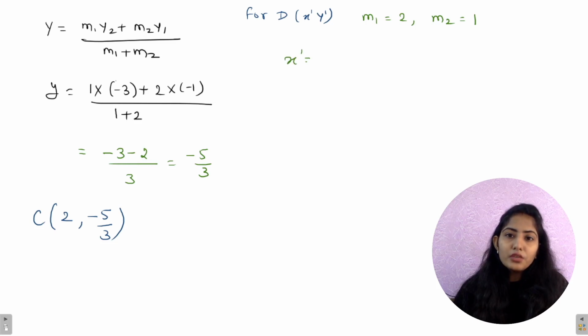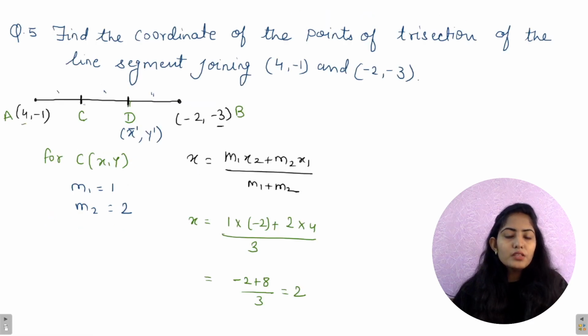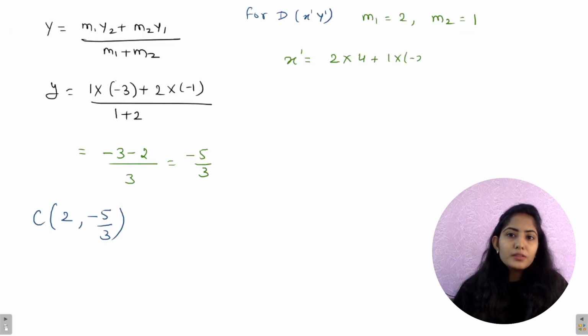So we will put the value 2 into, okay, m1 is 2, so what is the value of x1? X1 is 4 and x2 is minus 2. 4 and minus 2 upon the sum of this. So it will become 8 minus 6. Again it will be 8 minus 2, that means 6 upon 2.